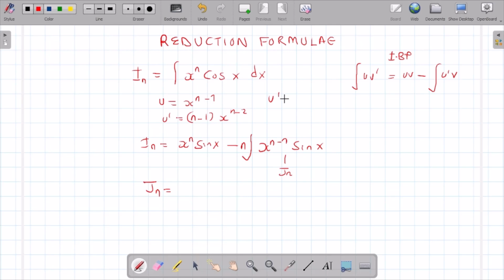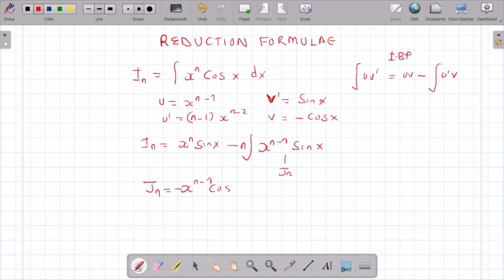Now, what is our v prime? Our v prime is sine of x. Great. Now, this is our v prime. Let me just put that there. And what is our v? It is the integral of sine of x, which is minus cosine of x. Now, that looks good. So, what is our u? If we use the formula, our u is x to the power n minus 1. And what is our v? Our v is minus cosine of x.